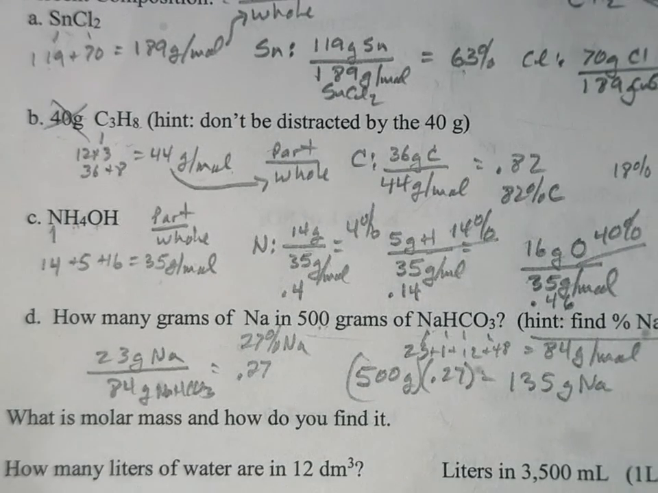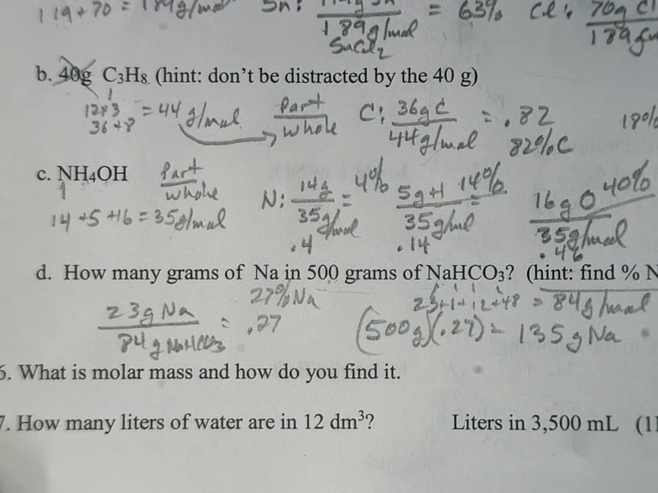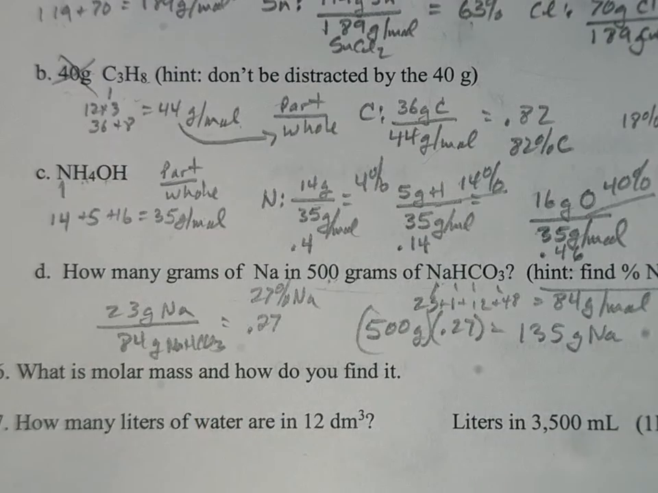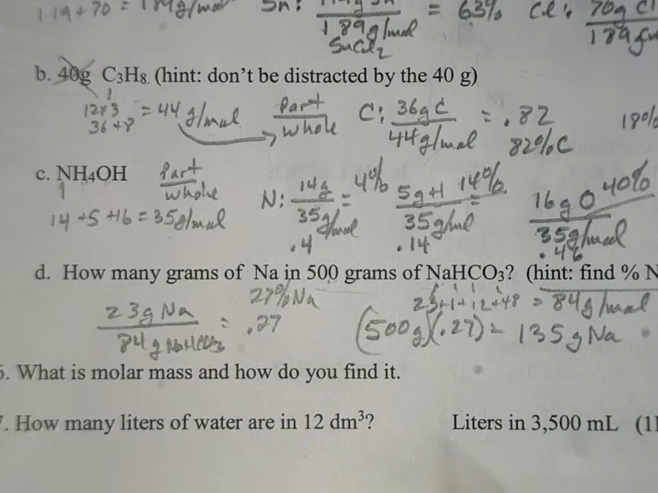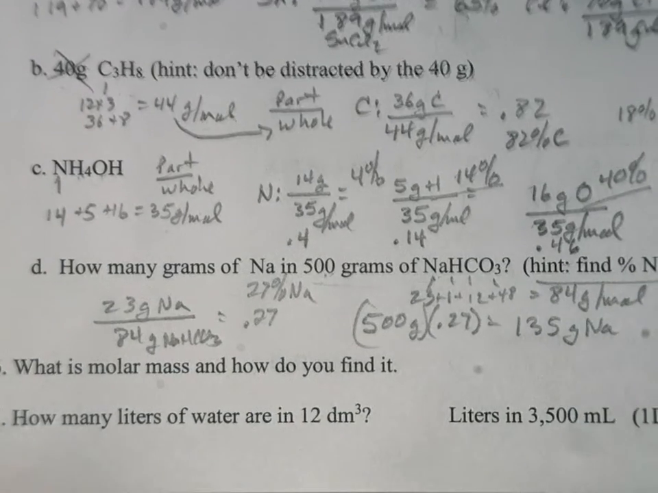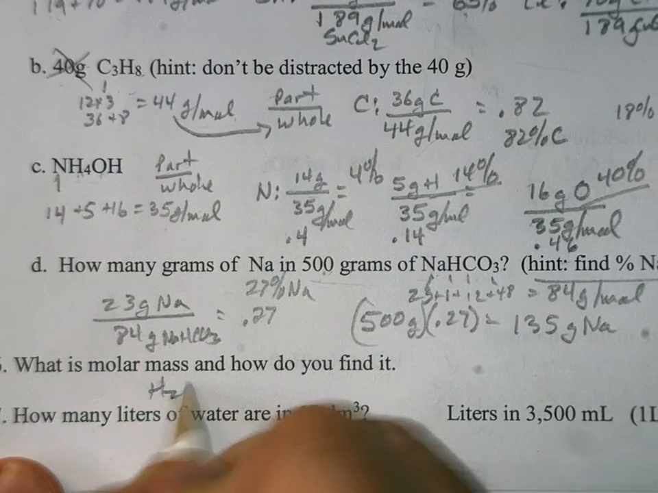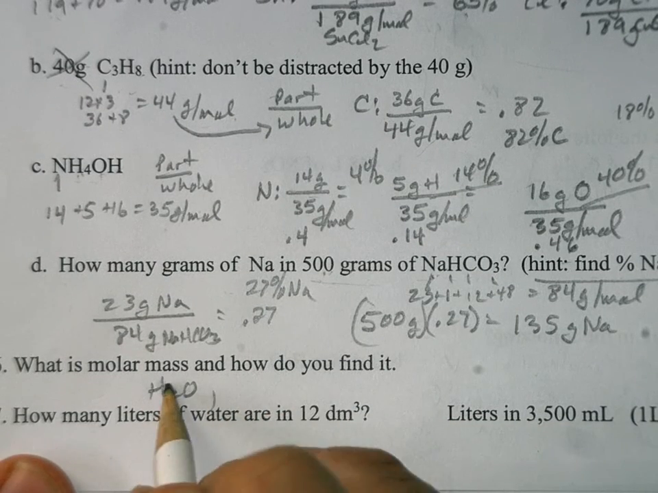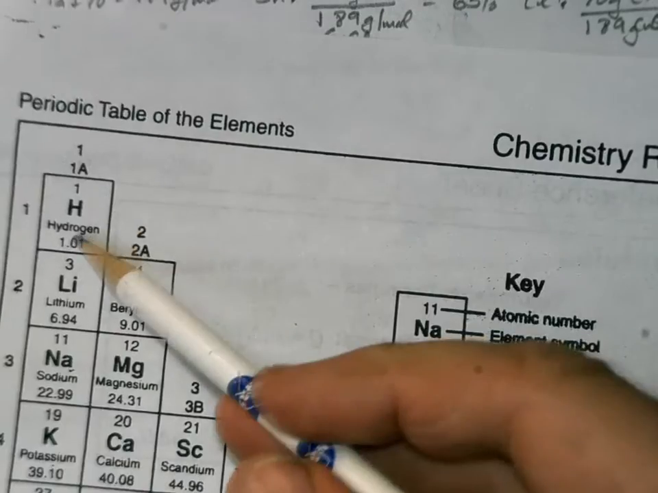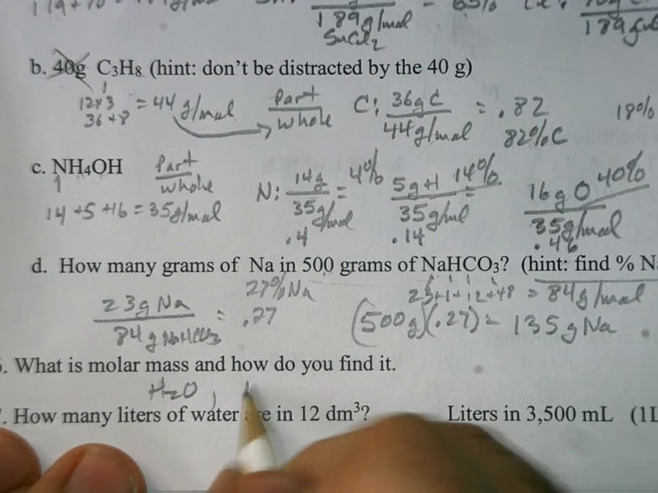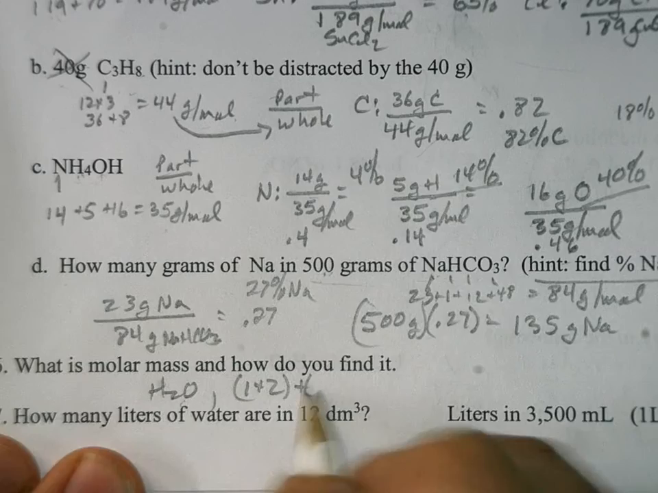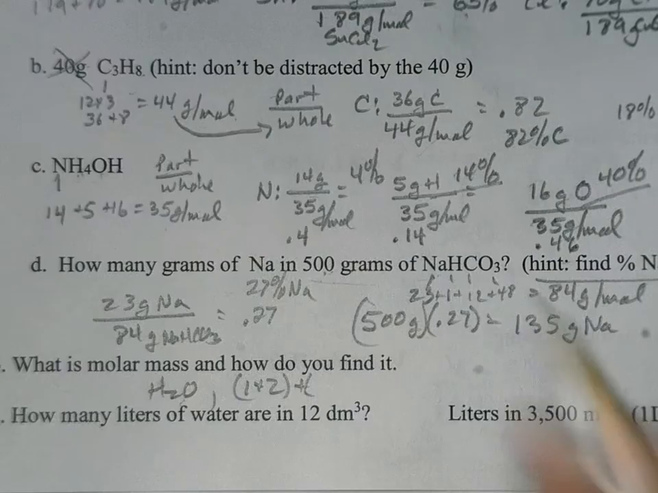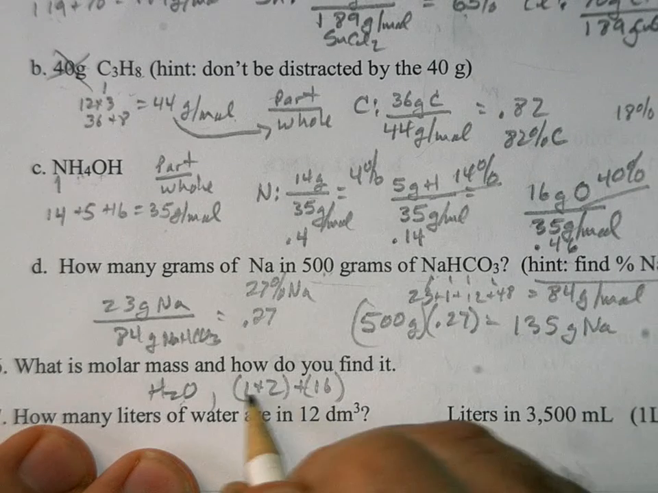Number 16, what is molar mass and how do you find it? You go to your periodic table and you add up the weights of all the elements that are in your compound. So for H2O, for example, every hydrogen weighs 1, so we have 1 times 2, plus oxygen. We only have 1 oxygen. Oxygen weighs 16. So 1 times 2 is 2, plus 16 equals 18.